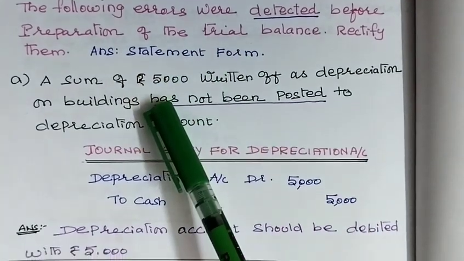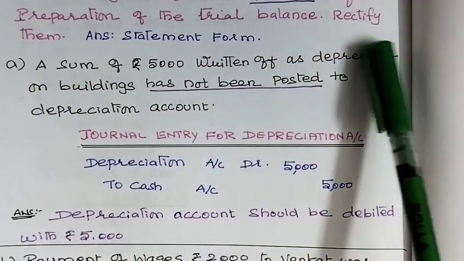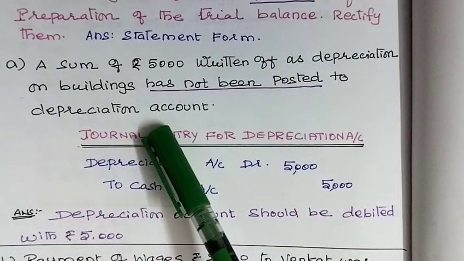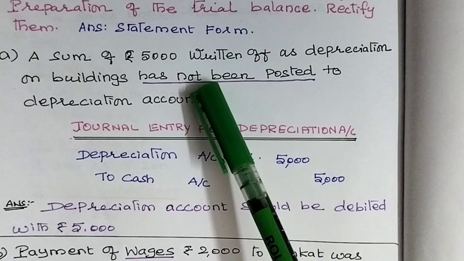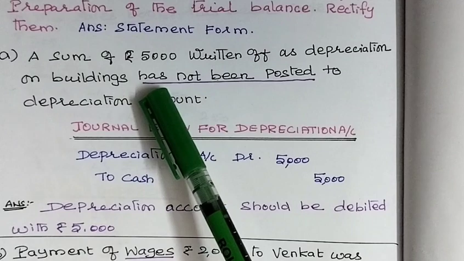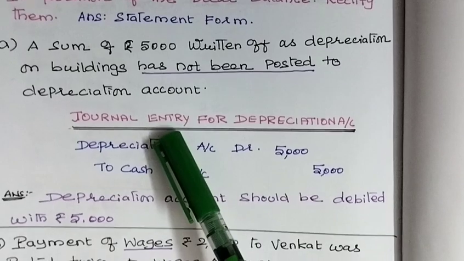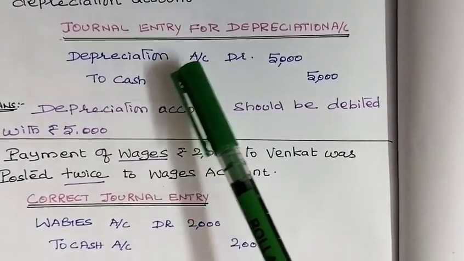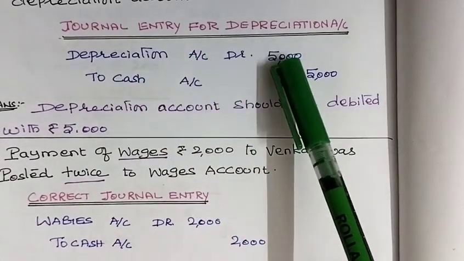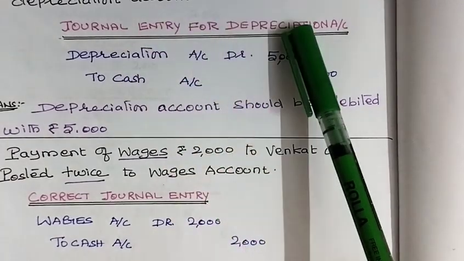Okay, let's see the transaction. First transaction: sum of rupees 5,000 written off as depreciation of building has not been posted to depreciation account. What does this transaction tell us? The depreciation account was not posted. So what is the journal entry for depreciation account? Depreciation account always will be debited. So depreciation account debit 5,000 rupees to cash account 5,000 rupees. This is the journal entry for the depreciation account.